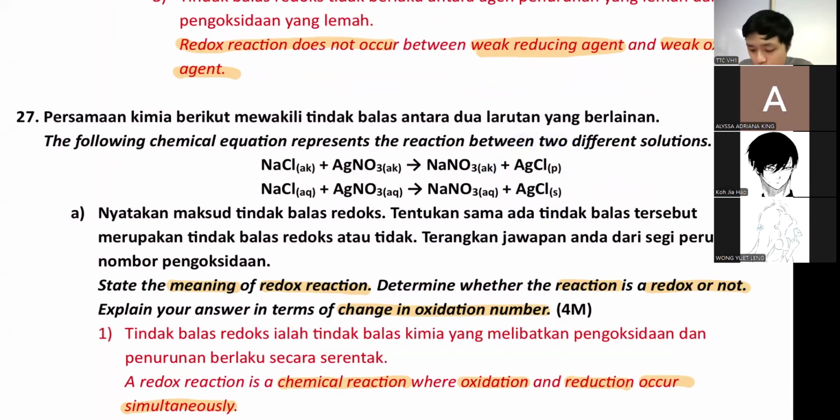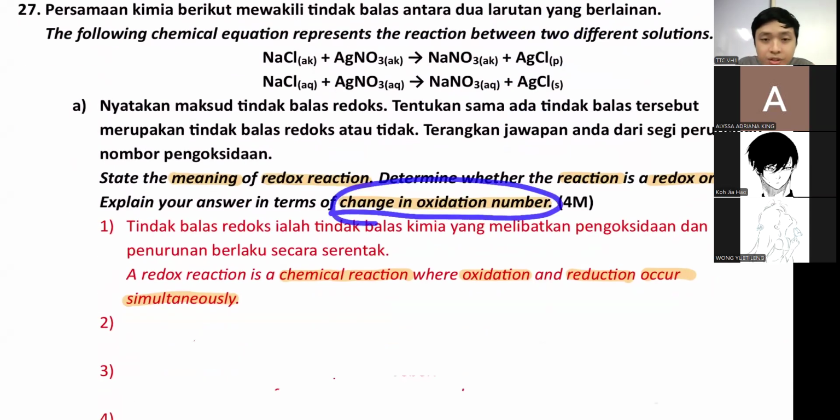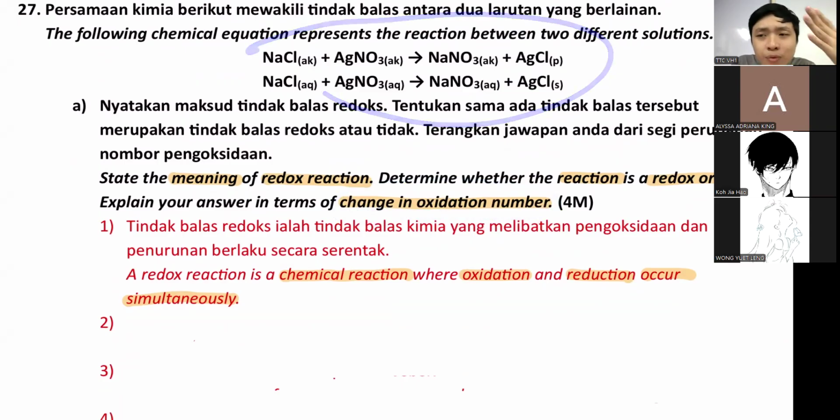Why? Because they ask you for oxidation number change, right? You have to explain. How do you explain? Very simple. You check every oxidation number, based on the charge. Like you know, NaCl is Na+ Cl-, so the oxidation numbers are positive 1 and negative 1. So simple, right? And then Ag is positive 1, oxygen is negative 2.